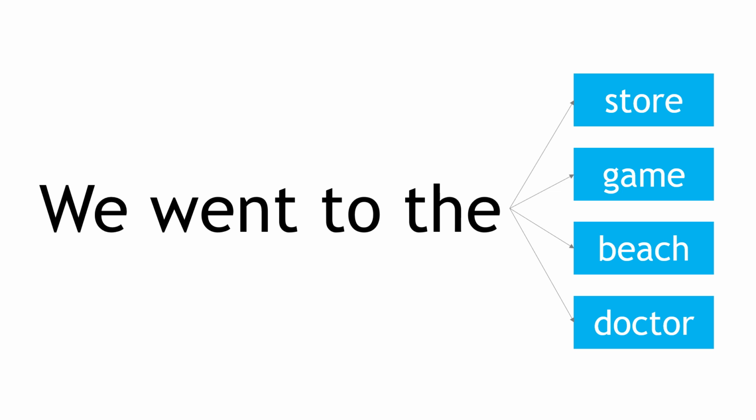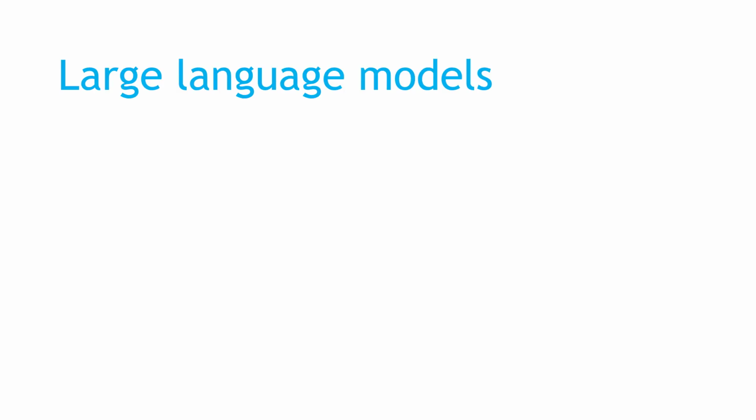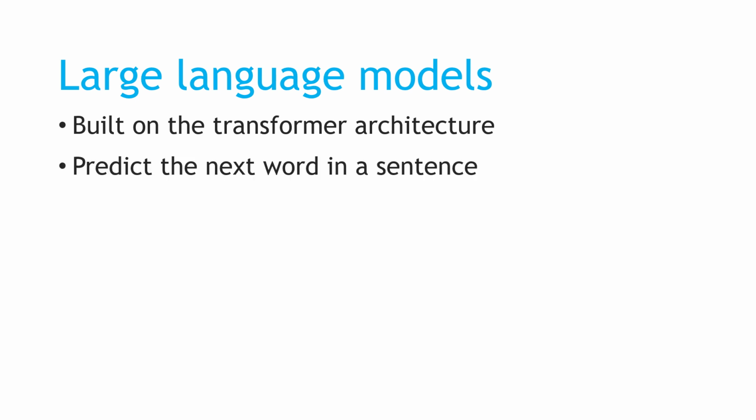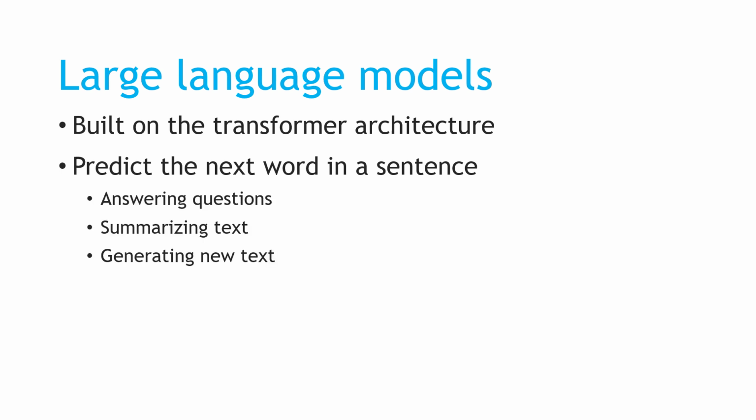So to recap, large language models like ChatGPT are built on the transformer architecture. This uses positional encoding and self-attention to understand meaning and context. And they're really just predicting the thing that comes next in a sentence, which is great for things like answering questions, summarizing text, and generating new text.